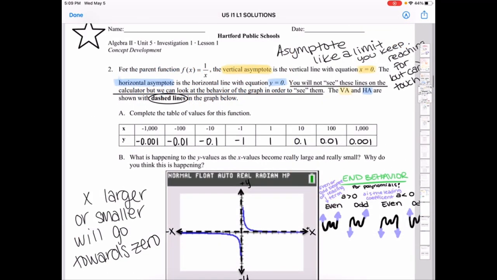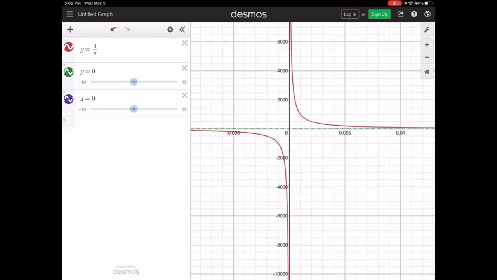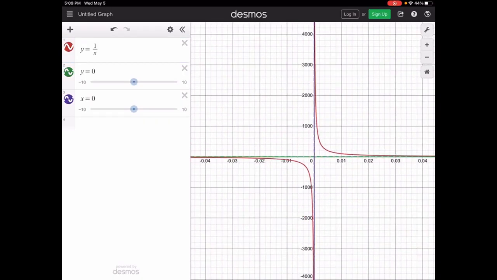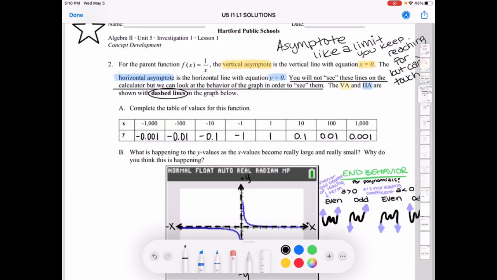Number 2 on the next page, we're still working with the same function, 1 over x. Here, they're telling us and confirming that there is a vertical asymptote, x equals 0, and a horizontal asymptote, y equals 0. So an asymptote is like a limit. The function is going to approach it, but not touch it. So it's limited to that value, okay? I have it graphed. So here, both the asymptotes are right here. The function does not exceed those boundaries.